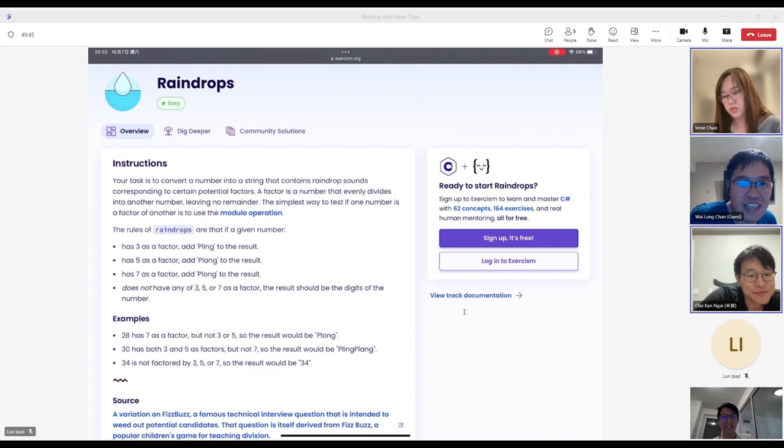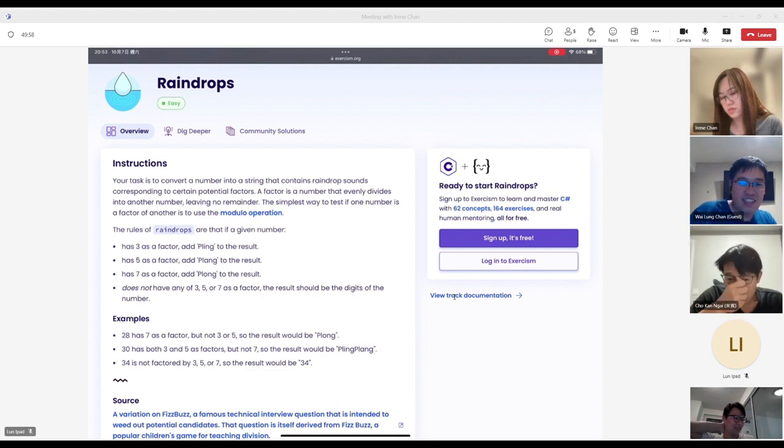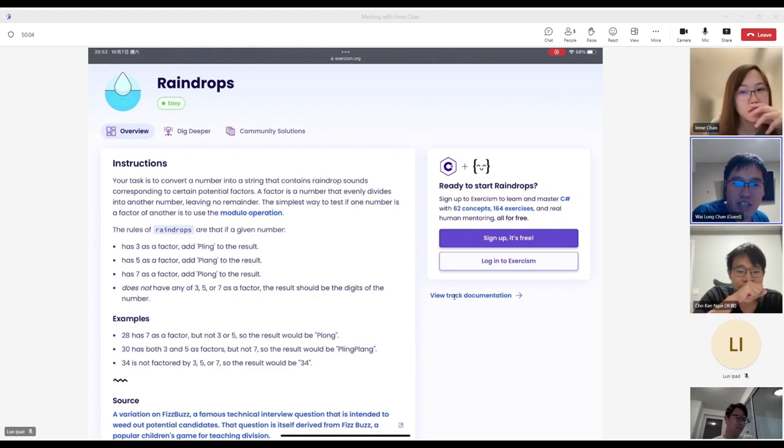Raindrops. Okay, what is the question? Raindrops. Your task is to convert a number into a string that contains raindrop sounds corresponding to certain potential factors, applying to the result.